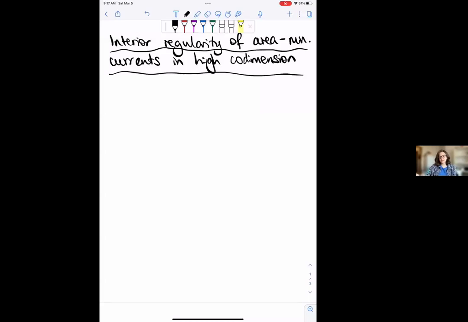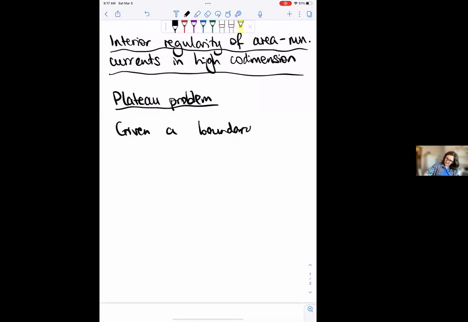Hi, so today I'll talk about the interior regularity of area minimizing currents in high codimension. So what's the starting point? Well, of course, as you'd expect, we start with the Plateau problem, which very loosely stated says, given a boundary, which is say (m-1)-dimensional, what are the surfaces of least area that span this given boundary?